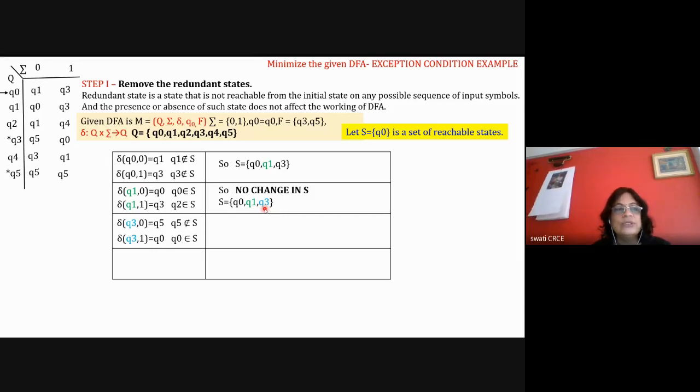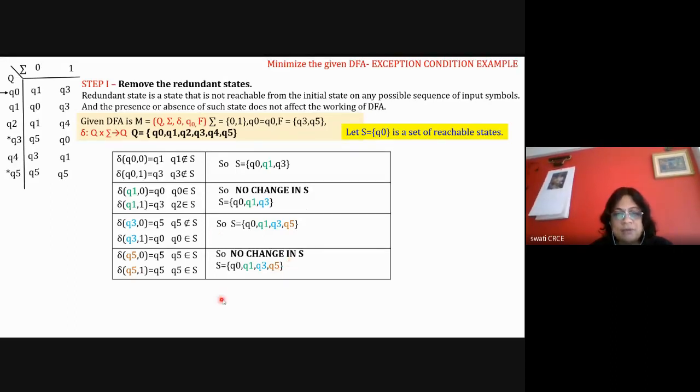Now take the next state from S, that is Q3. Q3 with 0 is Q5, Q3 with 1 is Q0. So Q0 is already there, but Q5 is not there, so I have added Q5 in S. Now take Q5 out, the next state of S, and for 0 and 1 it's Q5 only. So Q5 is already there, so there is no change in S. Now this S is over, so I cannot take any state from S, so I have to stop.